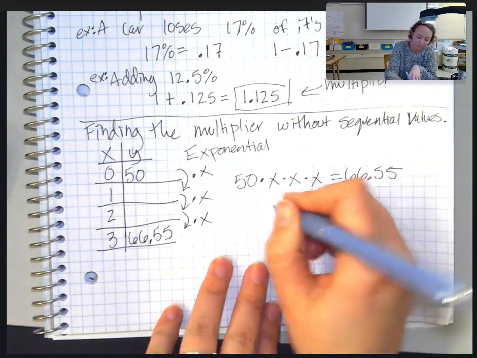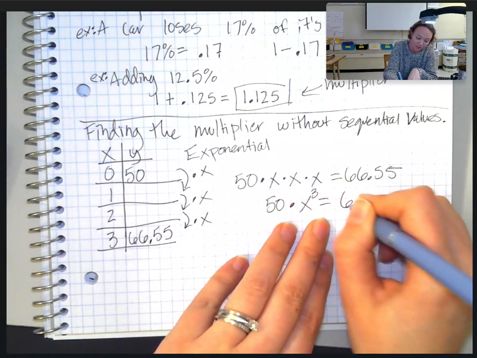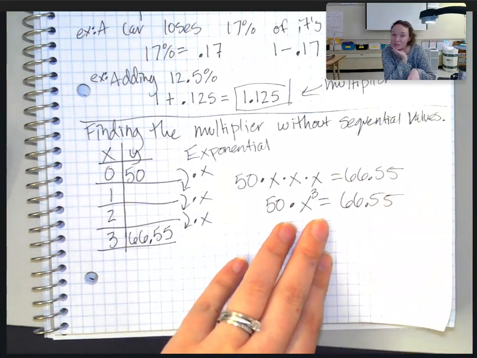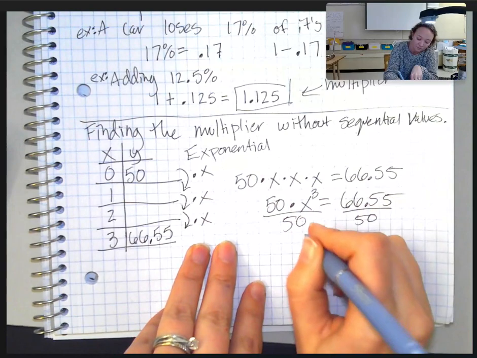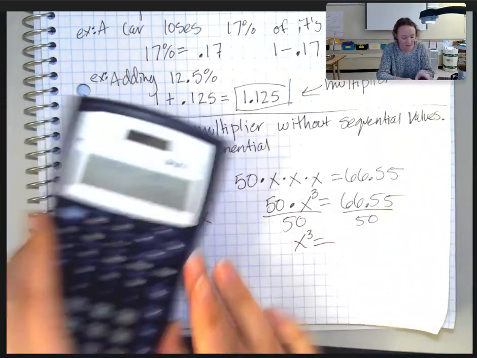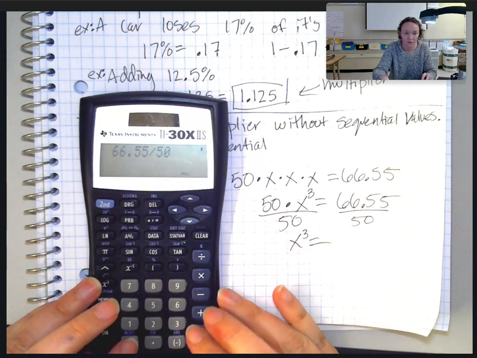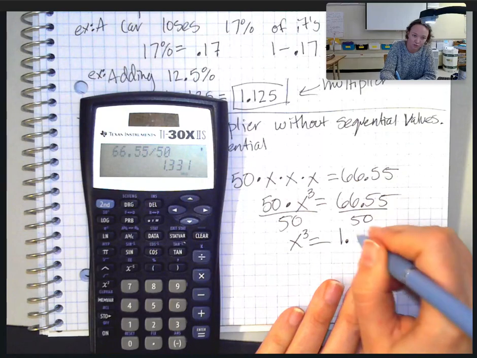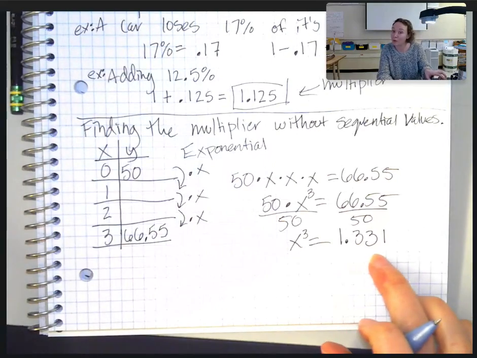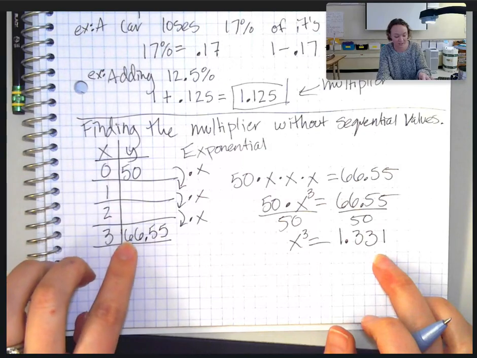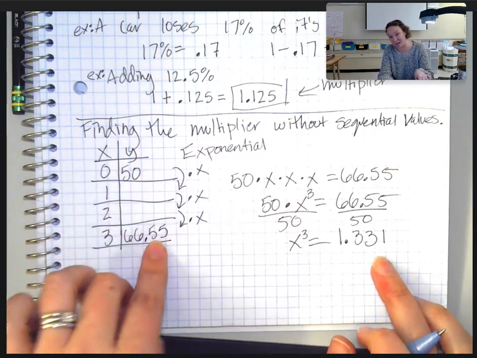Well, let's simplify that a little bit. 50 times x to the third equals 66.55. That actually looks like something we know how to solve. I can divide by 50 on both sides. And when I do that, 66.55 divided by 50, I get 1.331. So it looks like there was a 33.1% increase from 50 to 66.55, going all the way. But I want the multiplier. I want what I did each time.